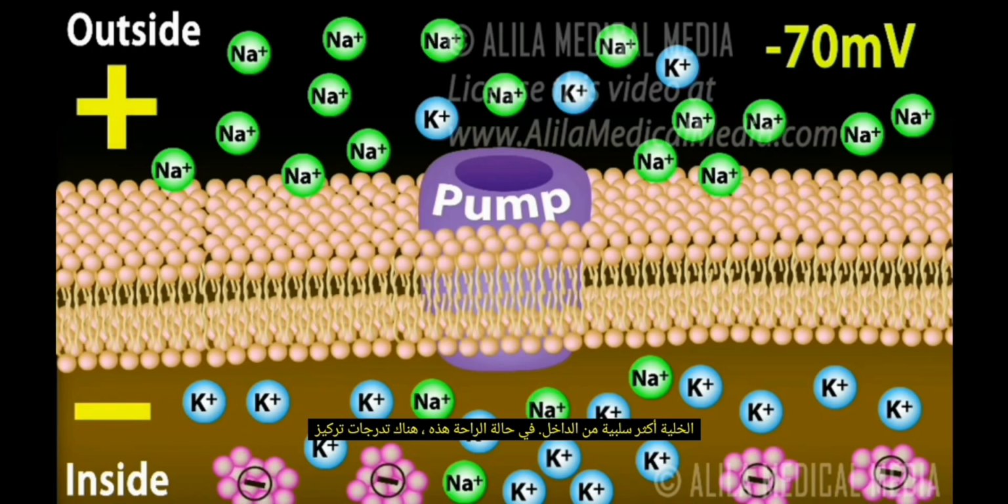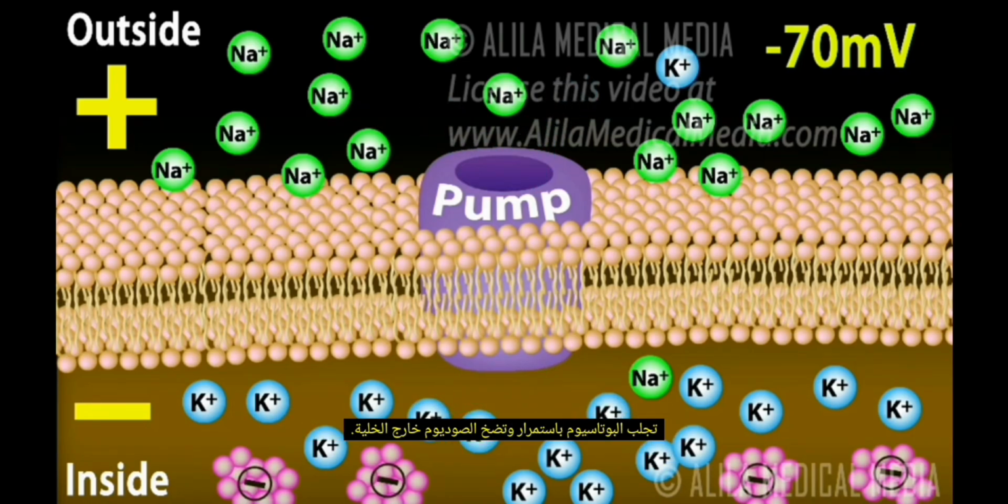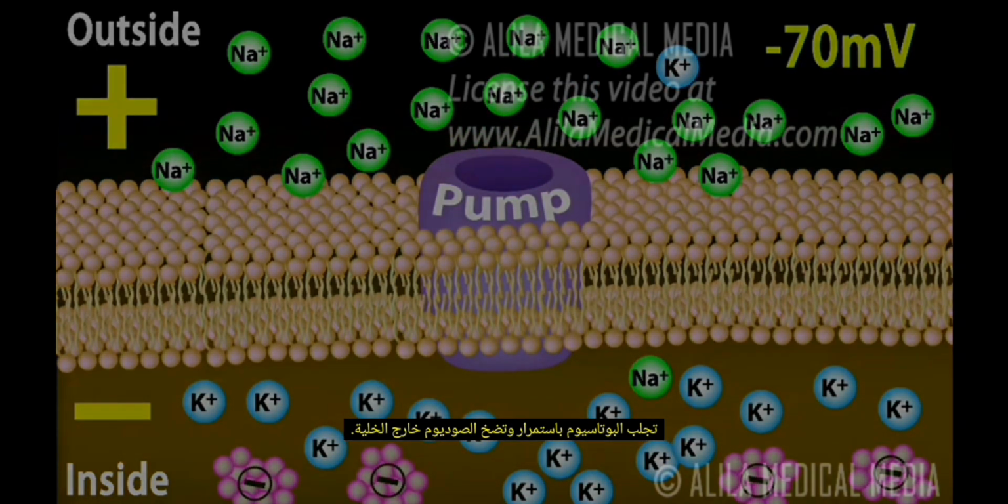At this resting state, there are concentration gradients of sodium and potassium across the cell membrane, more sodium outside the cell and more potassium inside the cell. These gradients are maintained by the sodium-potassium pump, which constantly brings potassium in and pumps sodium out of the cell.